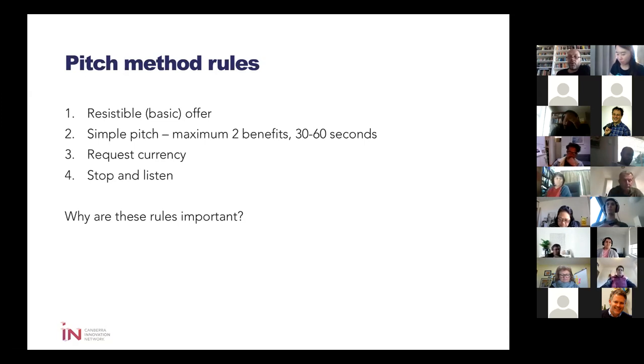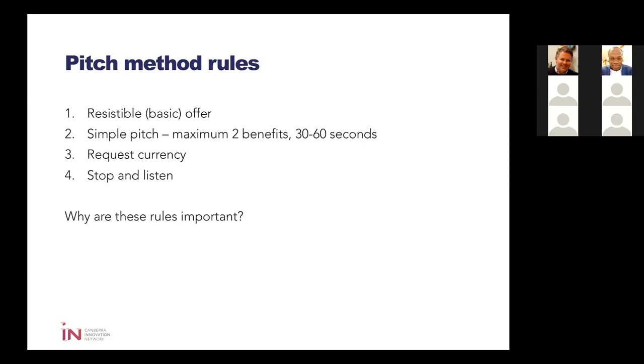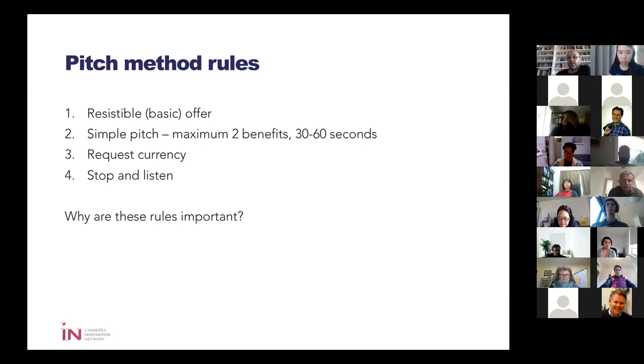And then the fourth rule is actually one of the toughest things to do. You tell this simple, basic, irresistible offer very quickly, ask for something, and then you must stop and listen. Many of you may know how to do this, but I'll tell you it's extremely common that entrepreneurs can't stop at that point. You feel nervous. You don't want there to be a silence. You have to stop, and the next person to speak must be the customer, and they say what they say.